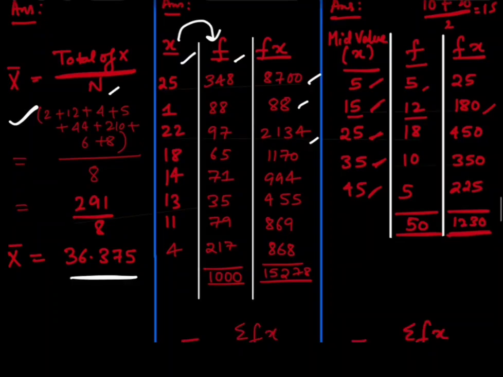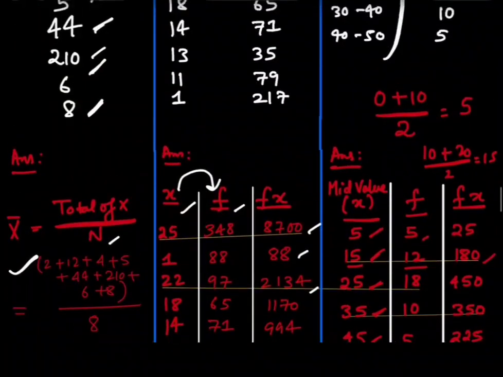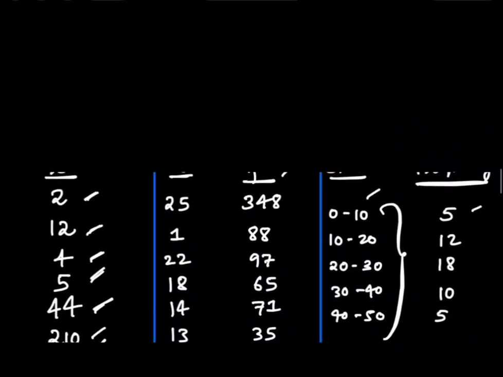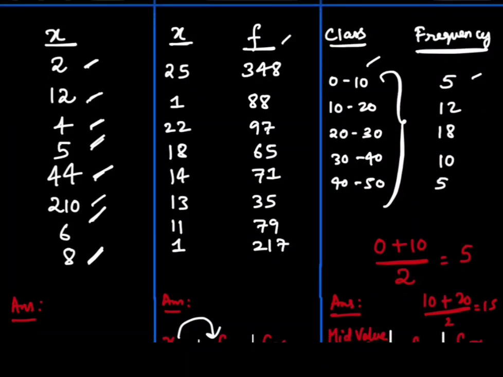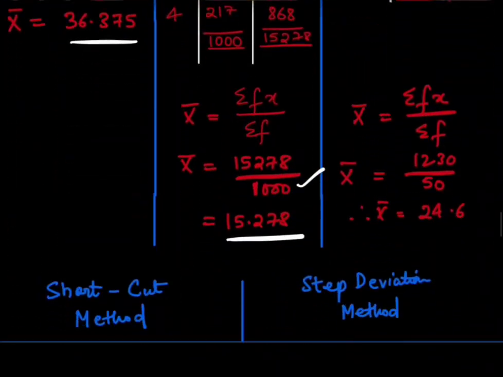So, the formula here remains the same, summation fx by summation f. Here, the difference is just that x is the mid value. Since we have the class intervals, we get x by finding the mid value from the class intervals. And then summation fx by summation f, that is 1230 by 50, which gives us 24.6.